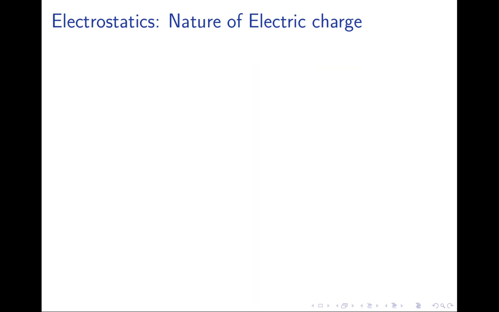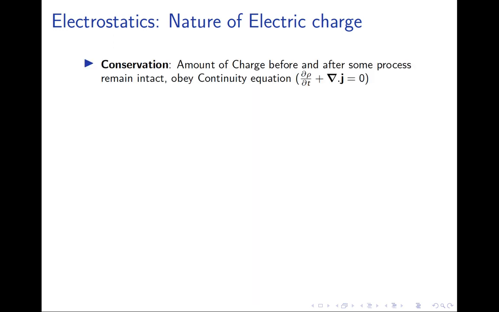So let me make a few comments about the nature of electric charge. What you're familiar with from high school is that electrical charge is conserved. So the amount of charge before and after some process remains the same. As we have seen in the way we have set things up, that means charge density and current density vector will obey an equation known as the continuity equation, which is just an expression for the conservation of charge: there cannot be any sinks or sources from which charges disappear.